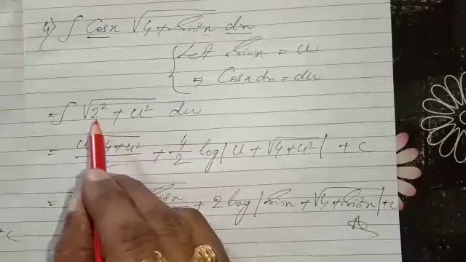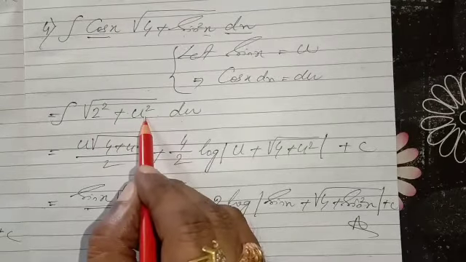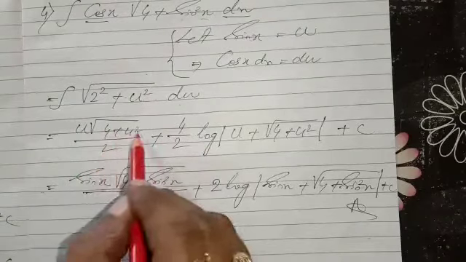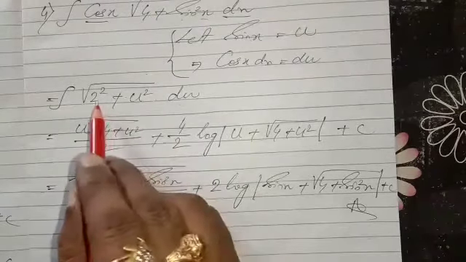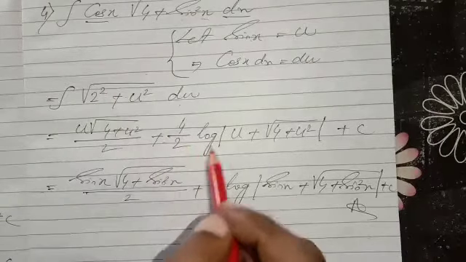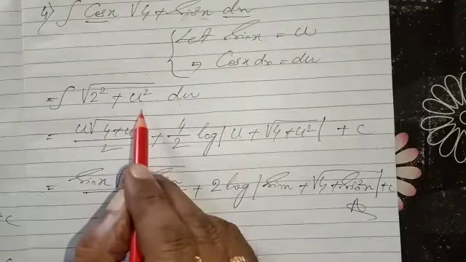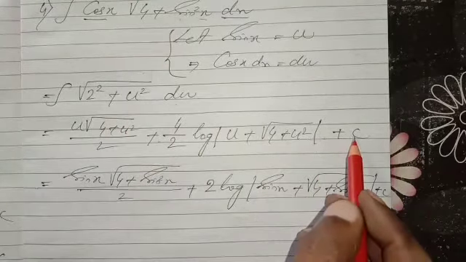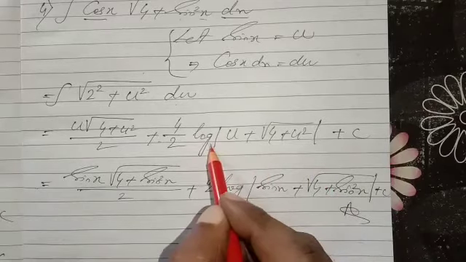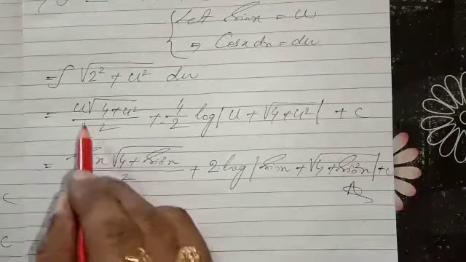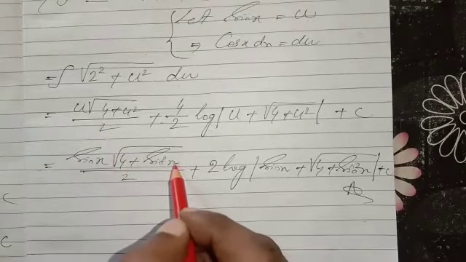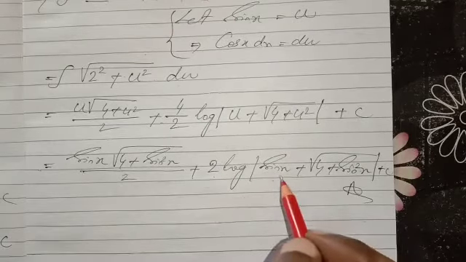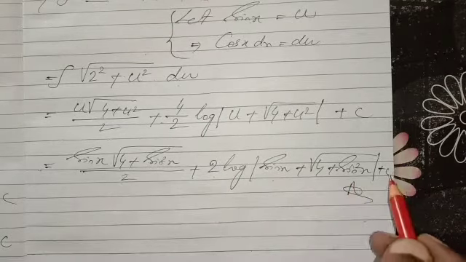So here the formula is for square root of a square plus x square. The formula is x times the square root, that you copy, by 2, plus a square by 2, where 2 square is 4, so 4 by 2, log of x plus, here x means u, plus the root that you have to copy, plus c, and you have to write the mod value because log is given. Now put u as sin x, and this will be sin x times square root of 4 plus sin square x by 2, the 2 cancels, 2 log of sin x plus square root of 4 plus sin square x, plus c. This is the answer.